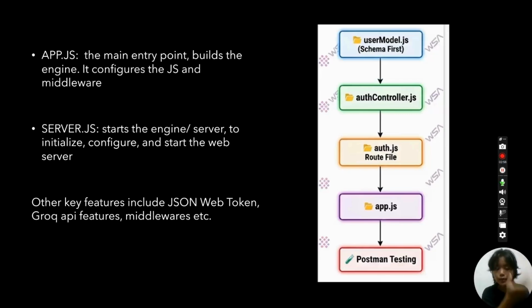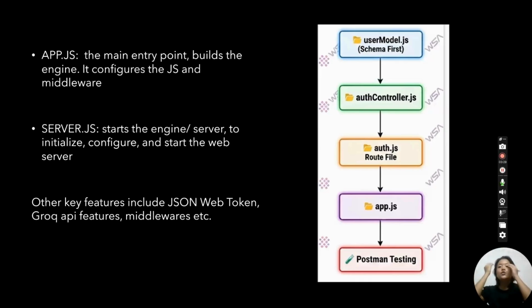So app.js is the main entry point. It will build the engine. It will have every single thing required for the engine to be functioning, to be working. It configures the JSON and the middleware. And then you have server.js, which behaves as the starter of the engine, because you cannot just say, okay, now I want the server to be there. No, server.js starts the engine then and there. It initializes, configures, and starts the web server. Other key features include the JSON web token, as previously mentioned, the Groq API features, and middlewares. So that is the entire story of the backend.